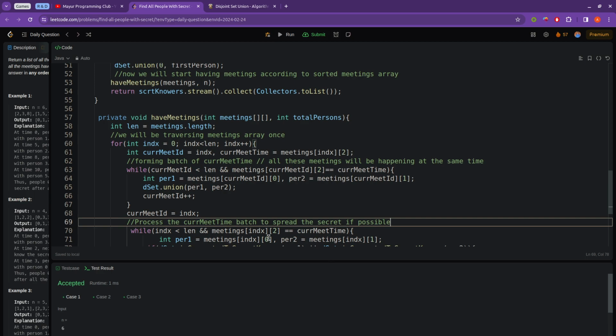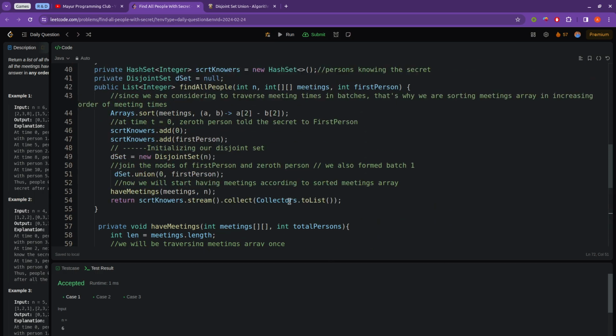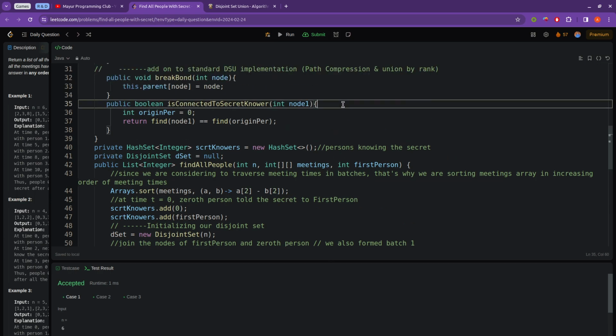Now if that's the case that we are connected, we are somehow getting to know about the secret, so there is a function connected to secret knower. What this function does is it tells you whether you are getting to know the secret from someone outside the batch or from someone inside the meeting that you are in.